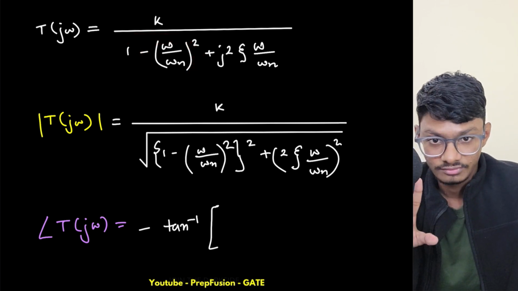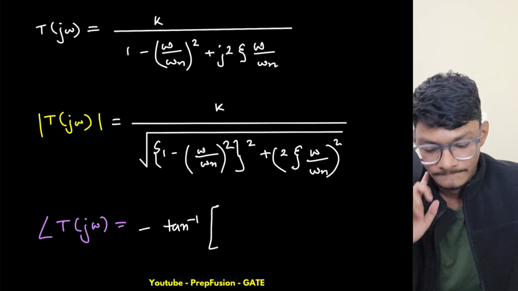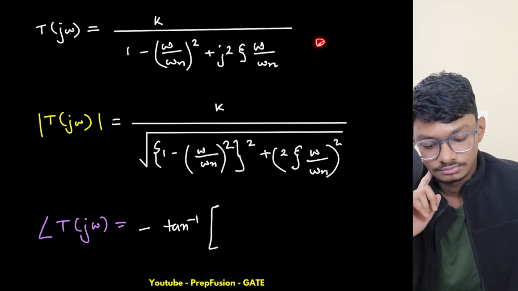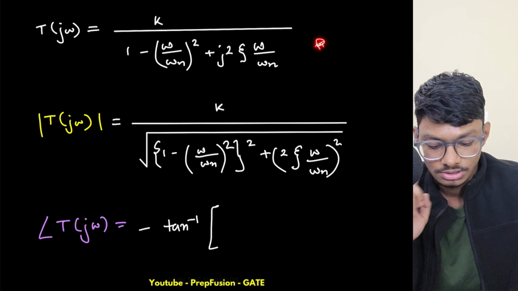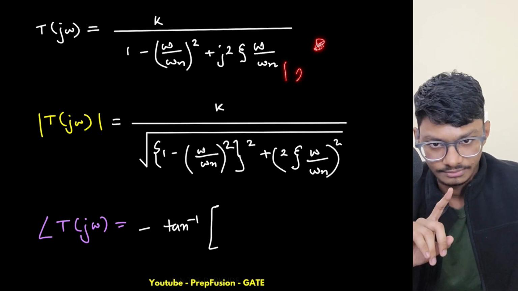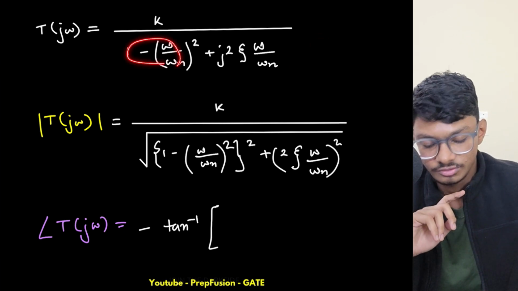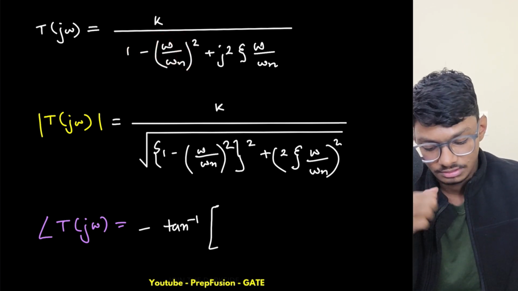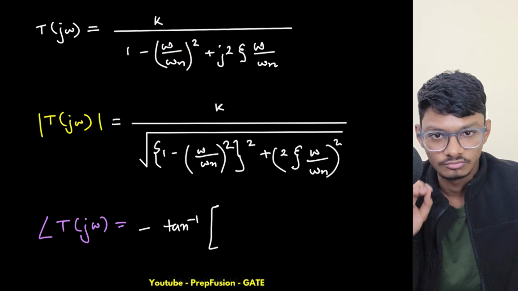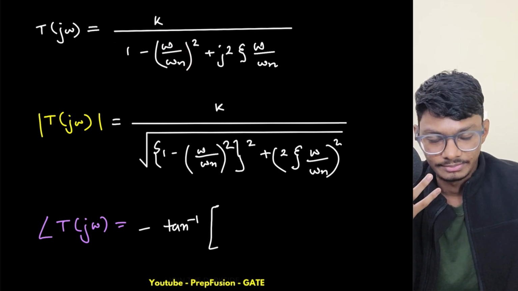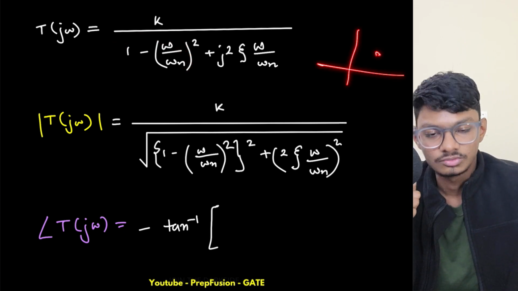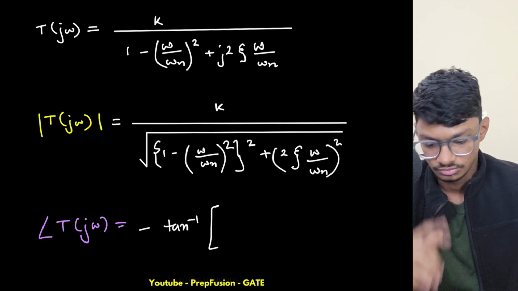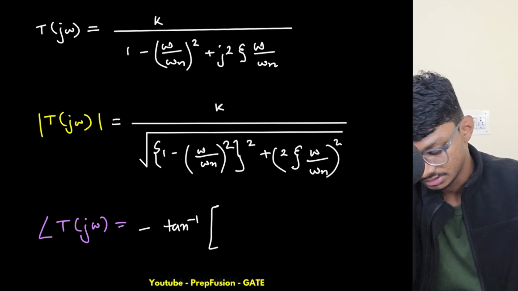Real part becomes negative. That means in which quadrant am I lying? In the second quadrant. So what will my angle be here? My angle will be 180 minus theta instead of simple theta. If this was positive, like if omega by omega n is less than 1, so this whole real part will be greater than 1. What does that mean? That means I'm lying in the first quadrant, so my angle will be tan inverse theta. So do remember that. We'll just write the conditions on the next page.